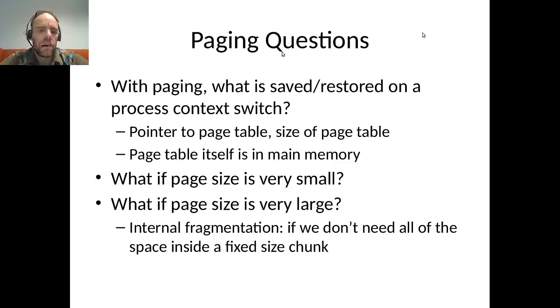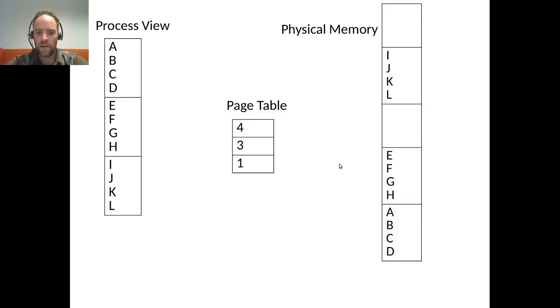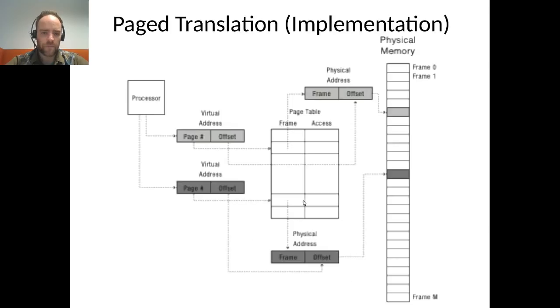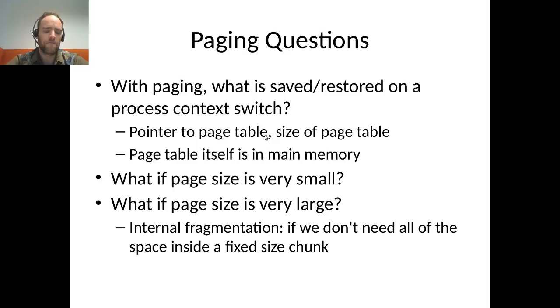So a few questions might come up when we've been talking about paging. First of all, we've looked at what we save when we do a process context switch, when we looked at base and bound, and we also had segmented translation. So what about paging? Well, with paging, we either need to save the page table or we need to save a pointer to the page table. Remember, the page table itself is in main memory. We saw that back here, stored in physical memory. Each process has its own page table. So it's enough just to save a pointer to the page table.